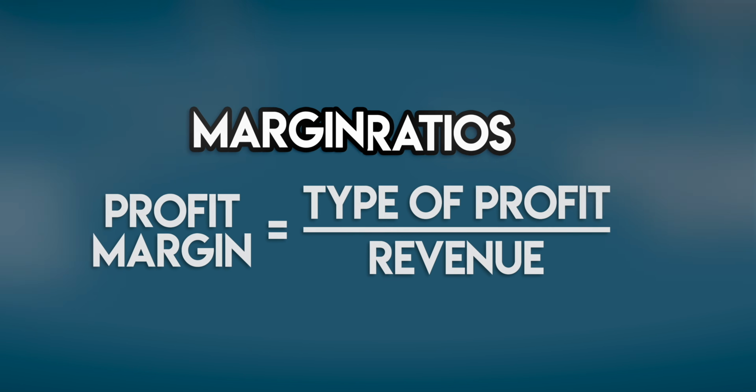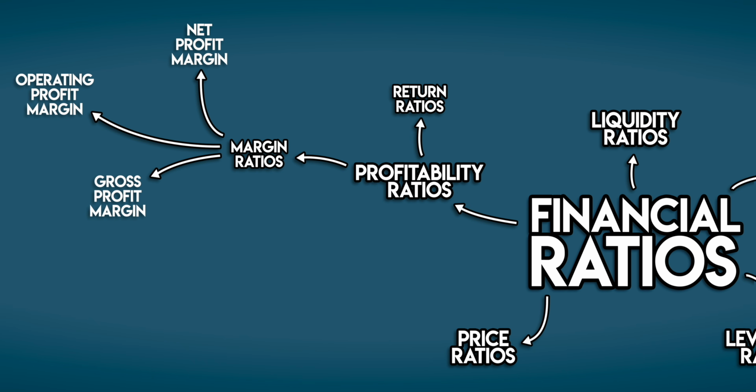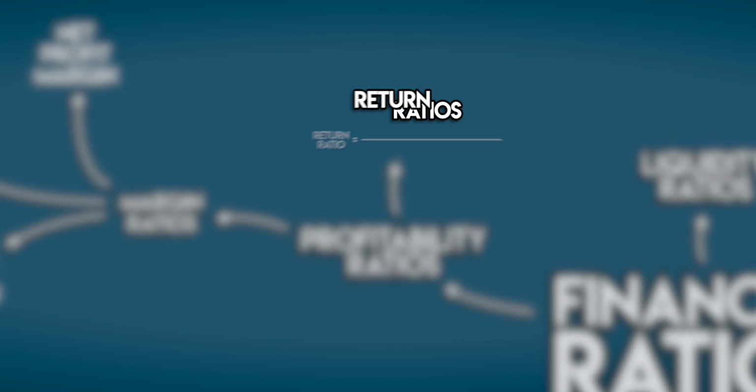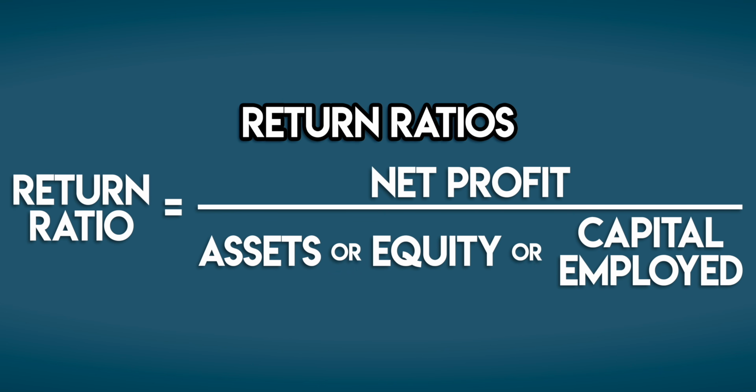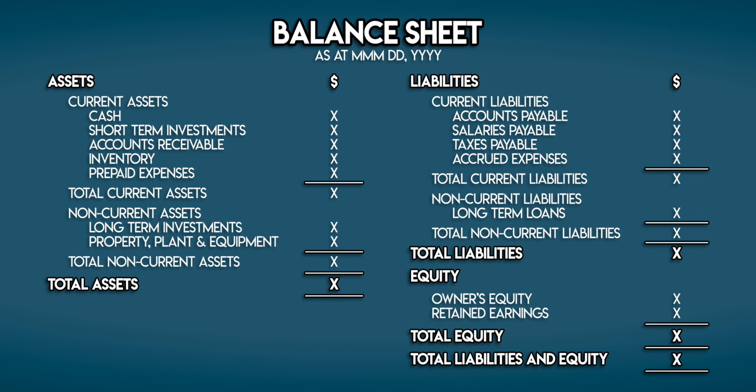But what about return ratios? Return ratios work in a similar way, but this time we have net profit on the top of the equation. As we saw a moment ago, net profit can be found on the bottom line of an income statement. In a return ratio, we measure how much net profit a business is able to generate relative to its assets, equity, or capital employed. We can find all three of these in the balance sheet. Assets make up the left-hand side of a balance sheet.